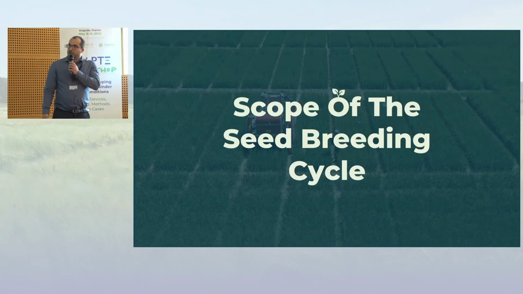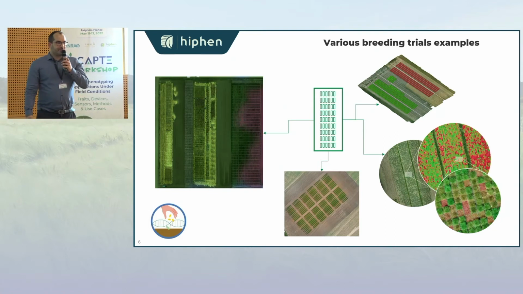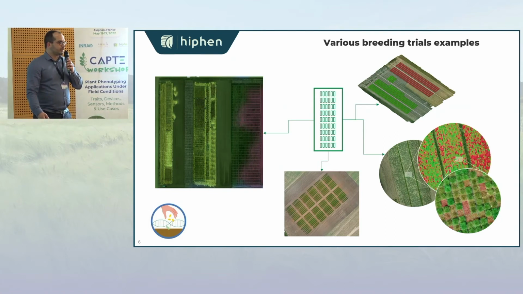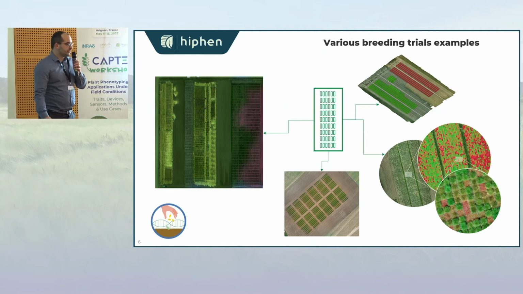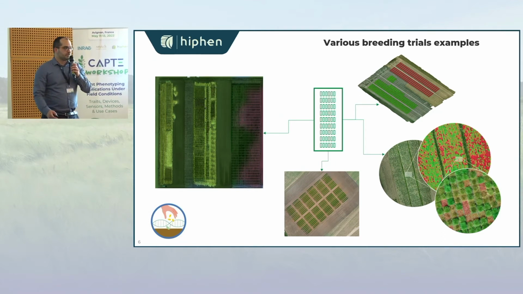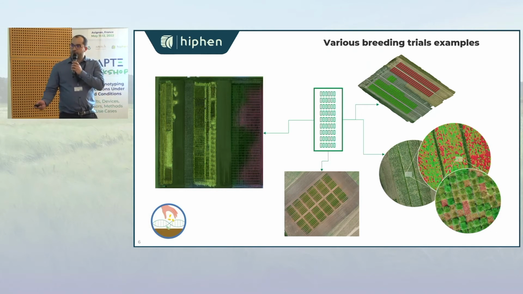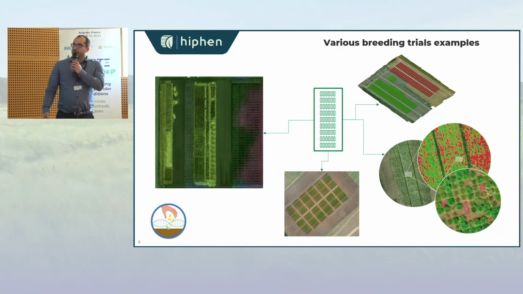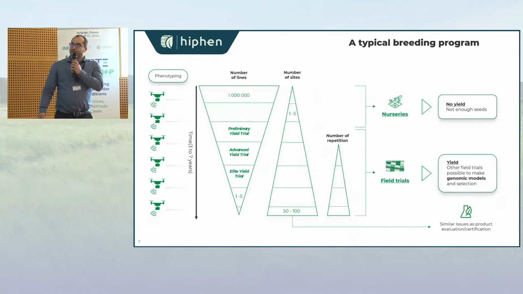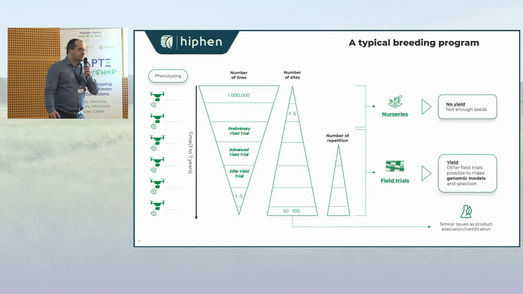So, to start with, when you work with trials and seed breeders, you have a huge diversity of types of trials. Of course you have a lot of crops, but also a huge diversity of trials. And the question is, okay, but what do they do with those trials? And I'll just go very quickly into what seed breeders do.